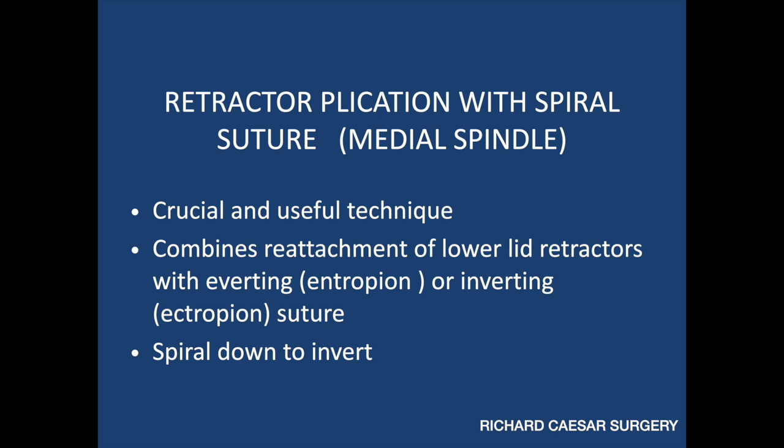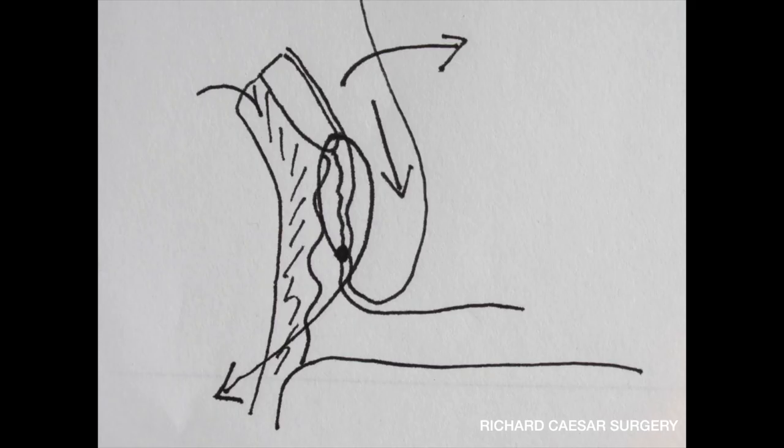Now, it's important to understand how you can do a retractor application with the spiral suture, otherwise known as the medial spindle when placed medially. This is a really, really useful technique, and for ectropion, you spiral this suture down. Now, this is pre-drawn to save me a bit of time.